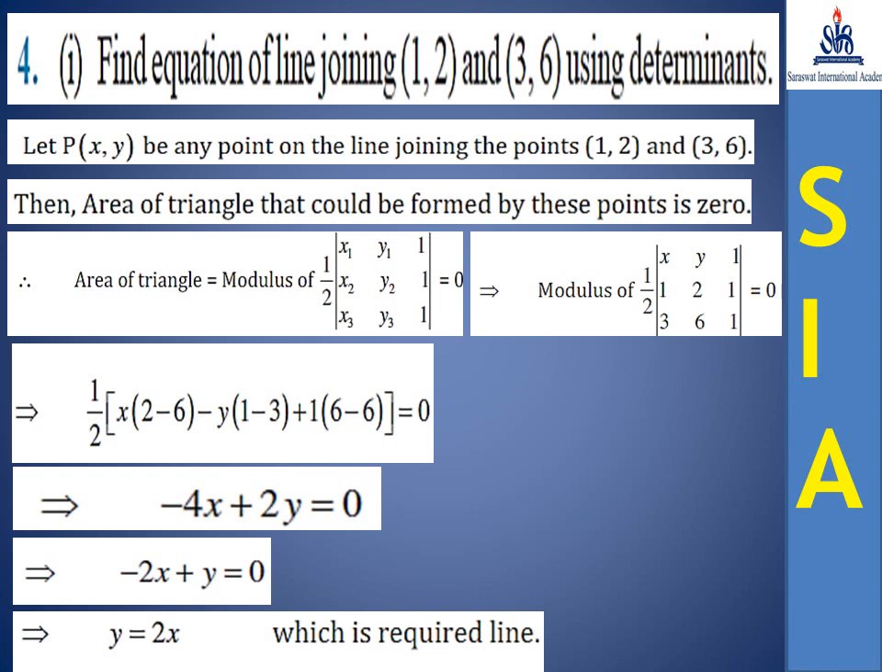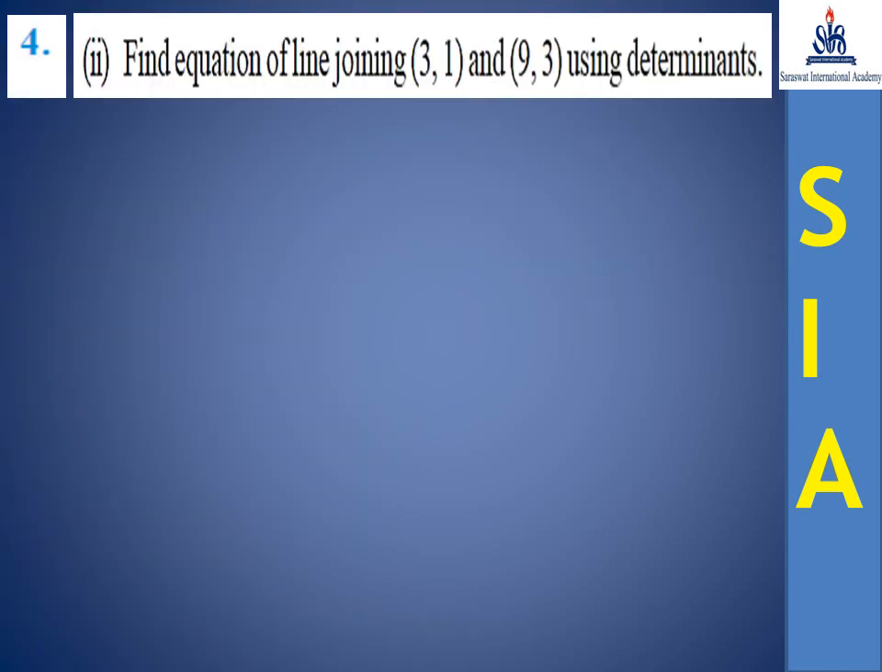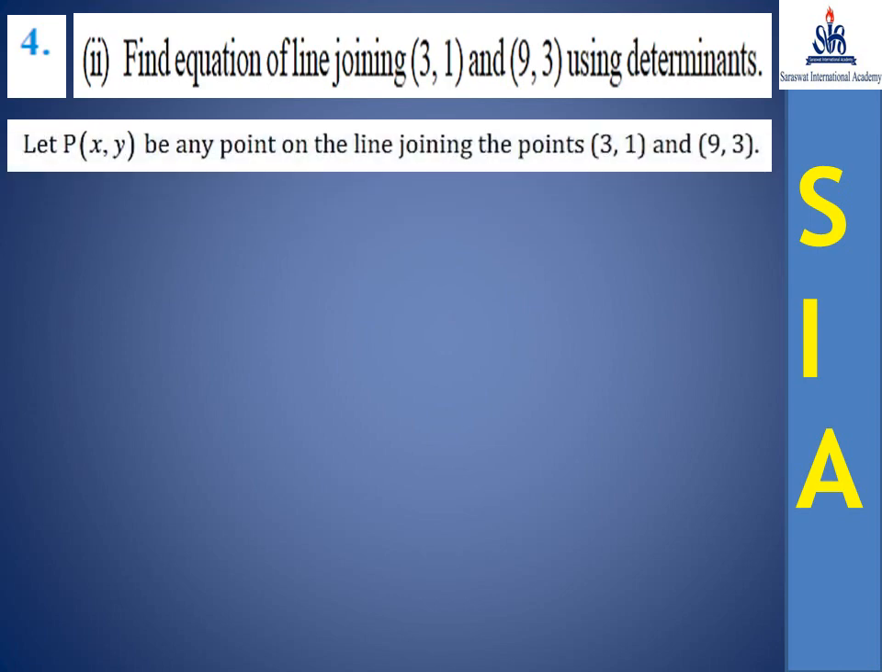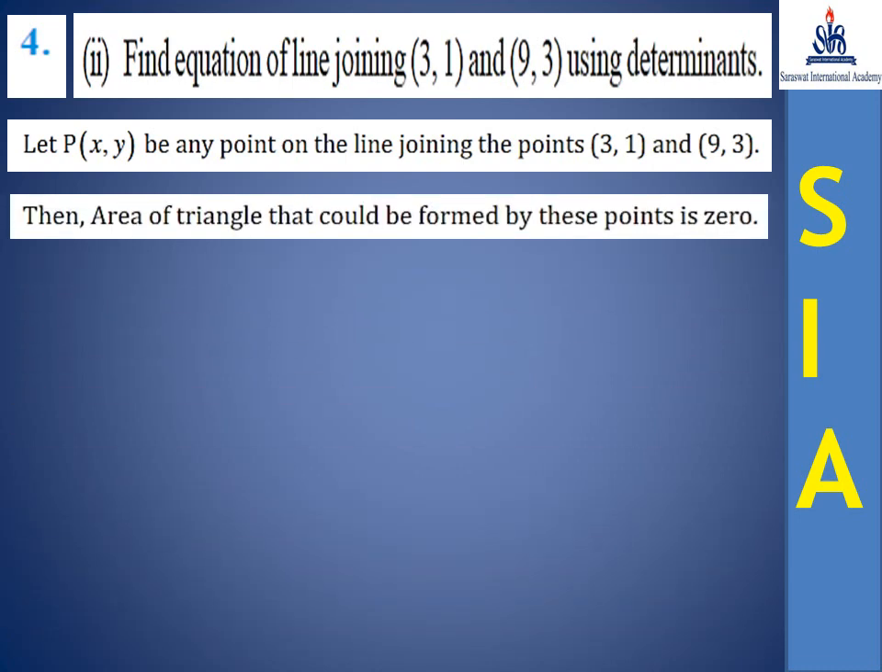This line is also in the original form ax plus by plus c equal to 0. You already studied this in the 11th science lines chapter. Now continue with the 4th, same apply: (3, 1) and (9, 3). So I take the third point. Let's suggest P(x, y) be any point on that line, and the other 2 points are A(3, 1) and B(9, 6). Same concept applies.